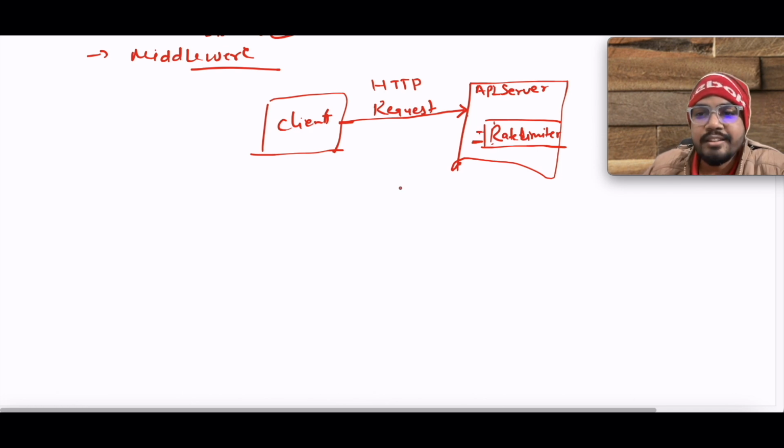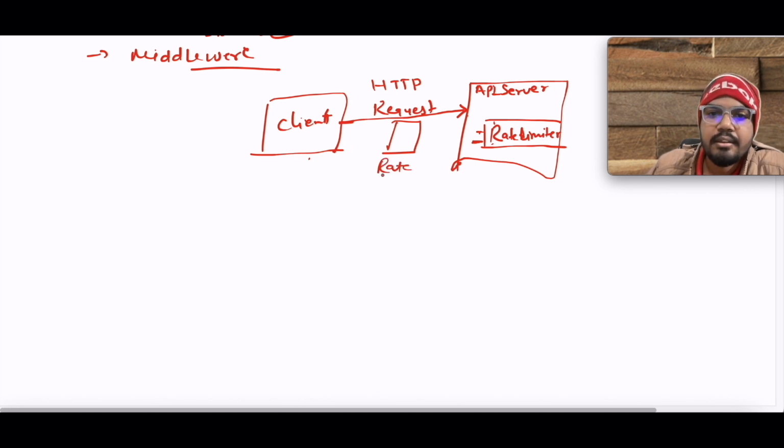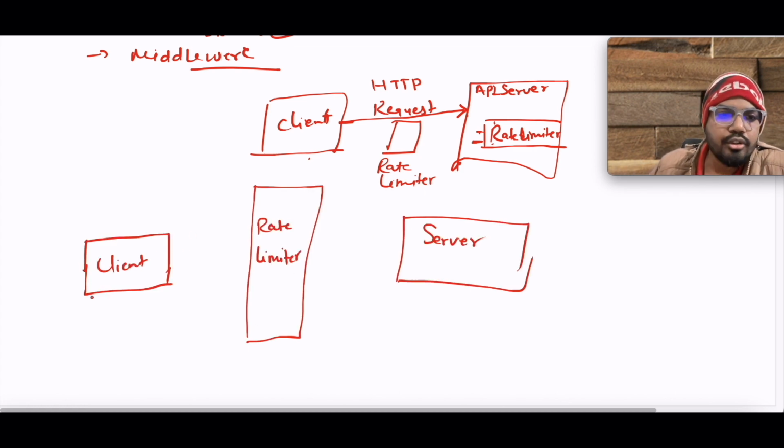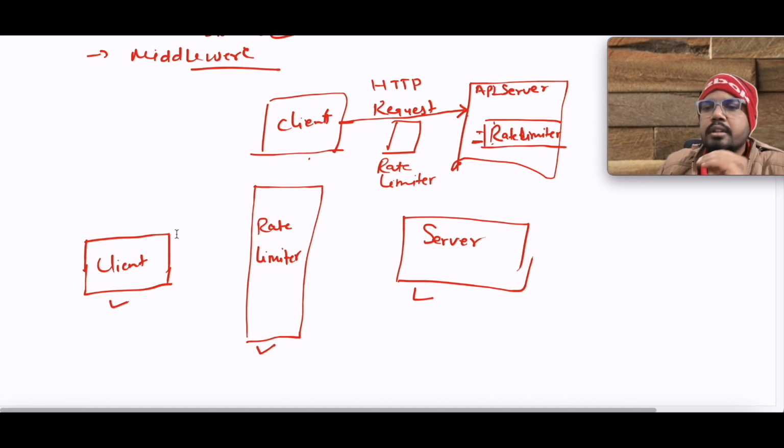So now the point is, where should we put it? We can put it in between the client and server. Let's see how we can put the rate limiter between client and server. Suppose you have a client, you have a server, and you are putting the rate limiter in between them. Let's take the example that you have configured the rate limiter so that you can only allow 2 requests per second.